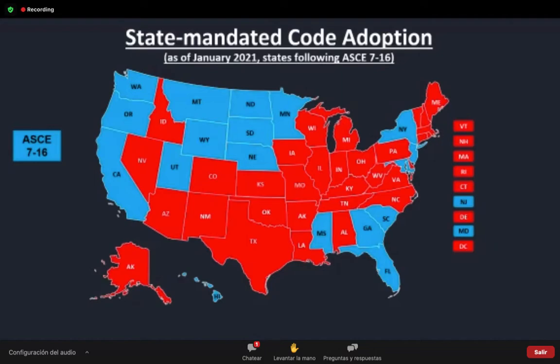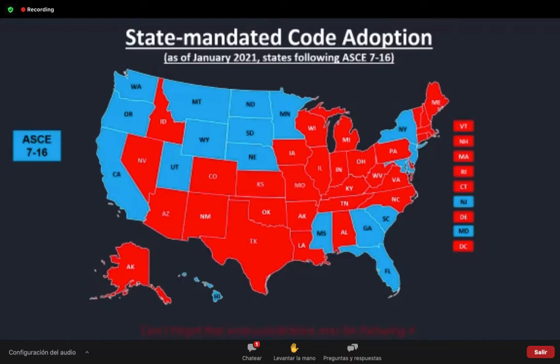Now, in addition, even if your state has a state code, remember that just becomes the minimum, and any local municipality can always add to it or make it more stringent. So keep that in mind. You really need to know your local code, what has been adopted and what has not.